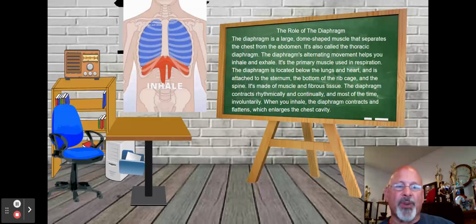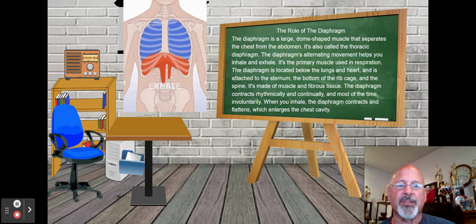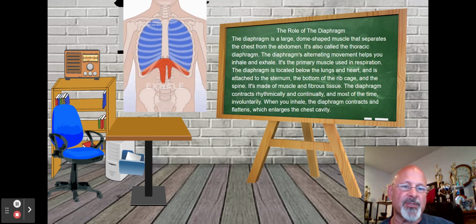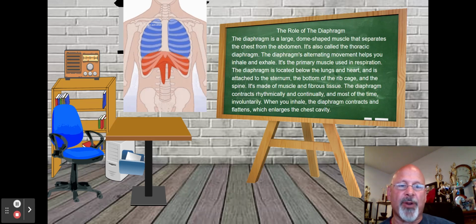The last part of the respiratory system is the diaphragm. The diaphragm is a large dome-shaped muscle that separates the chest from the abdomen. It's also called the thoracic diaphragm. The diaphragm's alternating movement helps you inhale and exhale. It's the primary muscle used in the respiration.